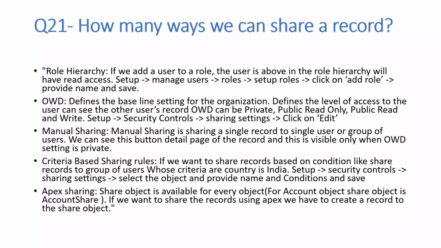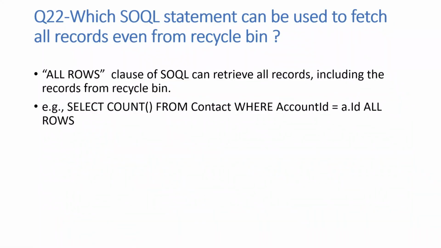The other way is Apex sharing as well. So through coding also we can share the record. In the most complex case, where there is a requirement to share an object, we can do that through Apex. So the share object is available for every object. For example, for the account object, the share object is AccountShare. If we want to share the records using Apex, we have to create a record in the share object.